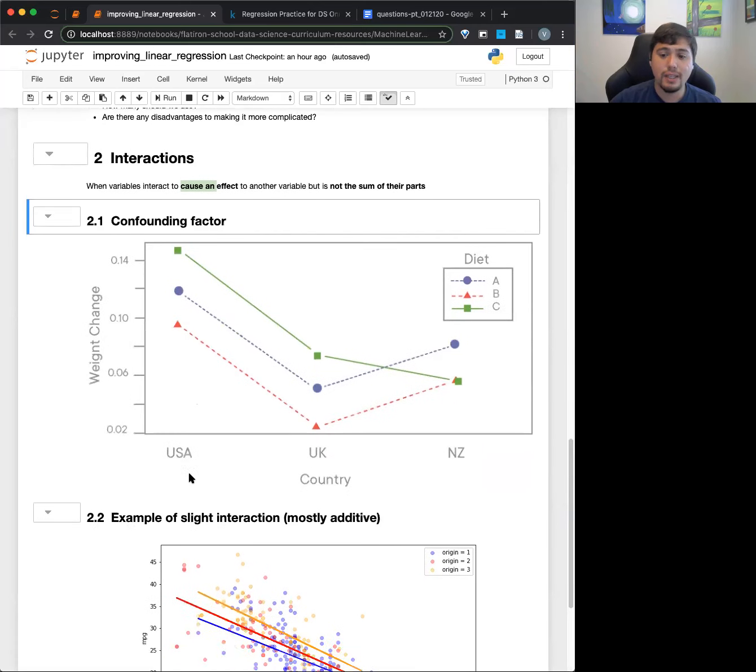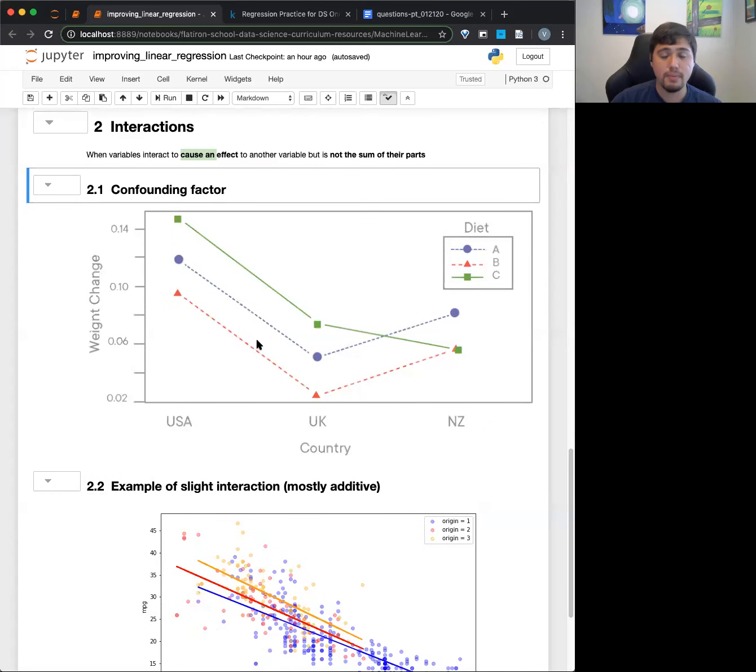And so, I think the curriculum does a good job of talking about this. I'm not going to go through the whole part, but basically it's not the sum of their parts, which is what linear regression relies on, right? It relies on the fact that each feature is independent from each other, right? So interactions are things that combine together. So that might be something you consider.